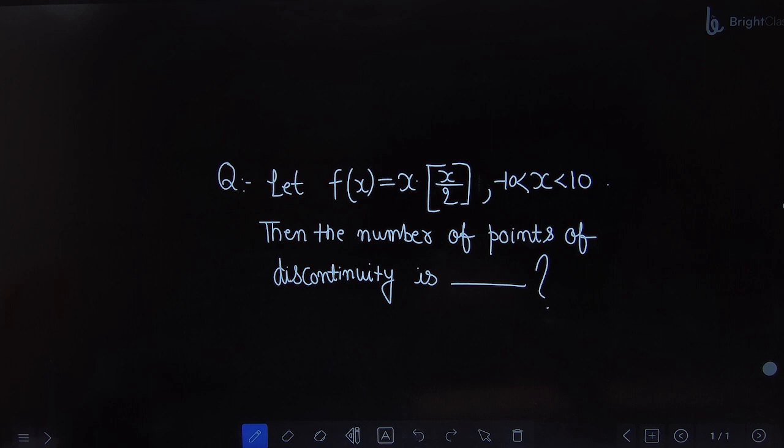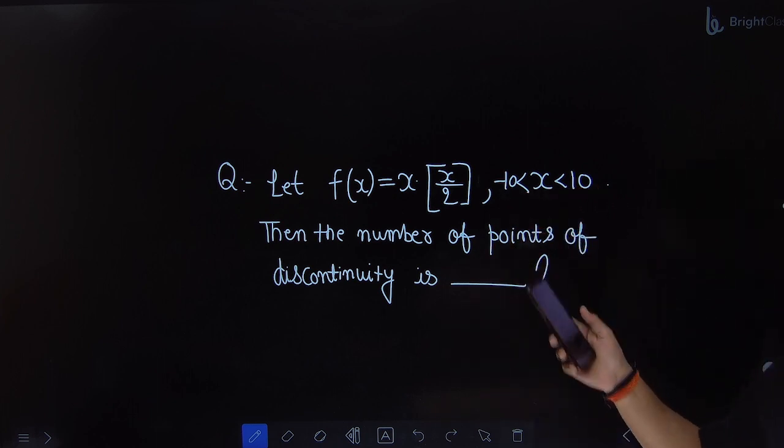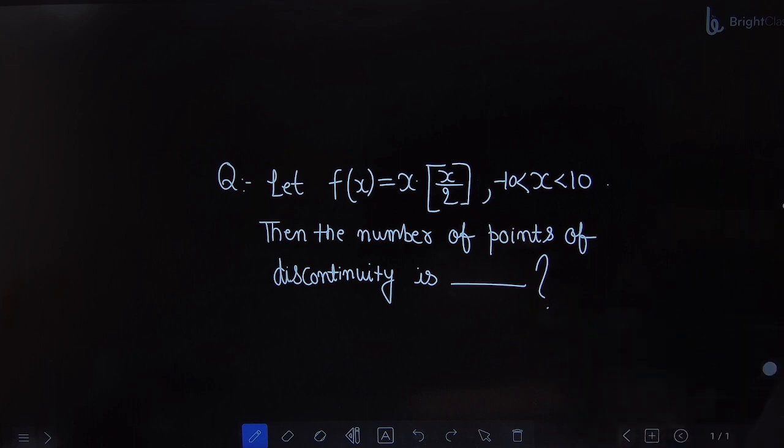When I write the options, I didn't write the option because I wanted to see what all possible answers you guys will take. Take some values, take integral values, put them there and check. 9. Okay, so 9, one more option came. Sir, 8. Answer will be an odd number for sure. It cannot be even because at 0 it will be discontinuous.